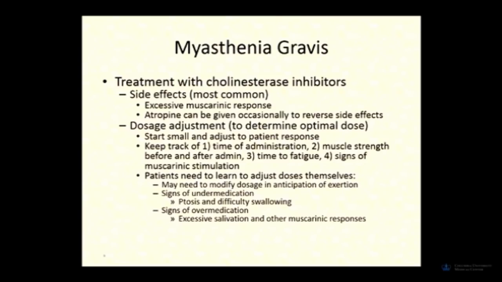For dosage adjustments, when someone is on one of these cholinesterase inhibitors, there is a period of time where we're trying to individualize and adjust their dose, because we want the minimal effective dose. As doses get higher, you get more and more muscarinic and other side effects. So it takes some trial and error to determine that optimal dose for the person. We're going to start small and adjust the dose based on the patient's response.